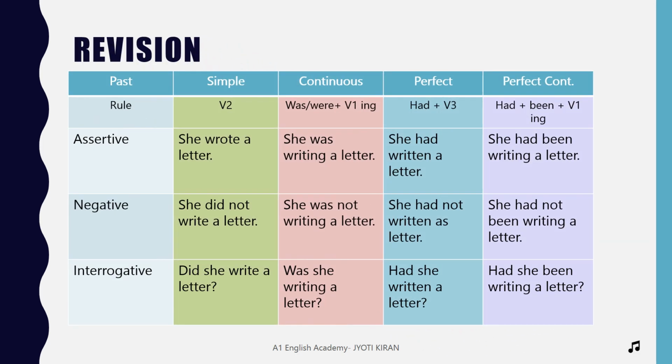To recapitulate what you have learned today, consider this chart. Here, the 4 types of past tense, that is simple, continuous, perfect and perfect continuous have been used. The rules are mentioned and one example is used to describe all the rules with their usage. Pause the video to revise this thoroughly.